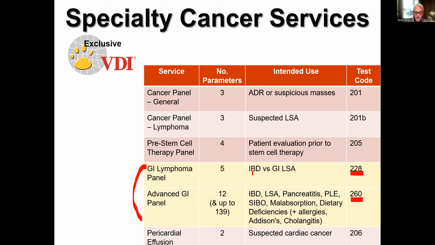The first one is the differential diagnosis between IBD and LSA, and it's where we started. It's like, oh, is it IBD or is it LSA? That's where we started. But then it became a point of, well, is it really just those? I mean, it can be a lot of different things. And so we came up with the advanced GI panel, 12 and beyond number of biomarkers, depending upon what you add to it. The base is 12, between IBD, LSA, pancreatitis, protein-losing enteropathy. We can actually detect protein-losing enteropathy, small intestinal bacterial overgrowth, malabsorption, deficiencies of vitamins and minerals, and then you can add to that as need be.